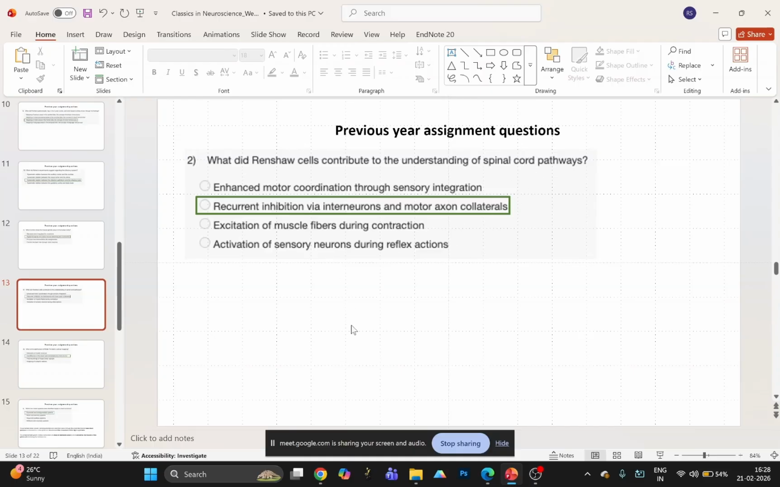Jack Eccles is someone who carried out most of his studies with respect to the spinal cord reflexes, and while he was doing that, he found that there are these inhibitory interneurons that can cause feedback inhibition of the motor neurons themselves.